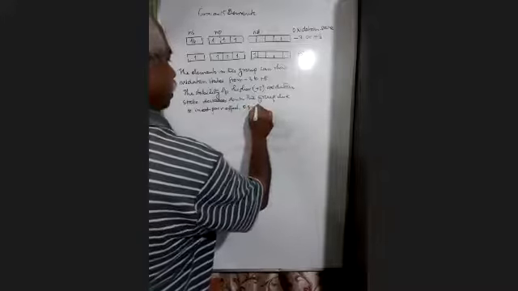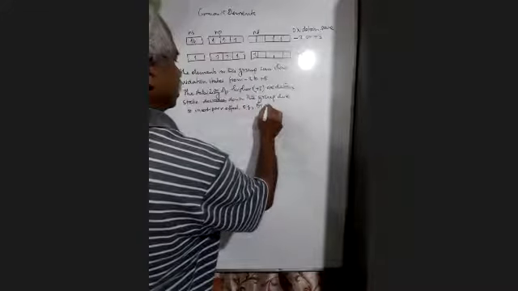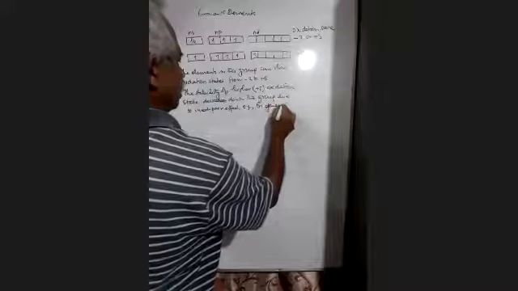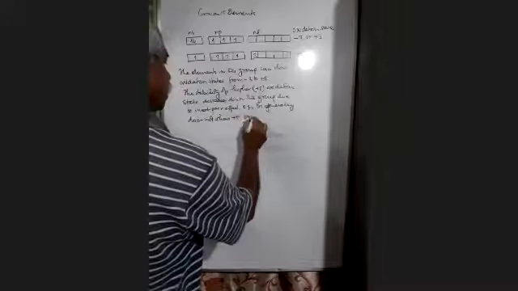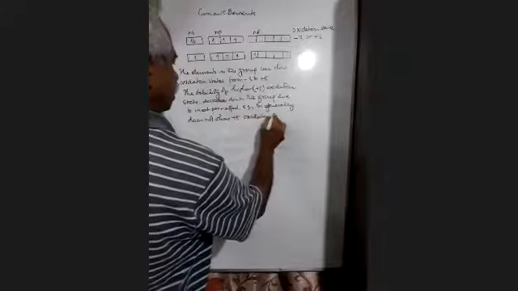Example, bismuth generally does not show +5 oxidation state except bismuth pentachloride. Why? Chlorine is such a strong electronegative element, it robs its electron, it forcefully takes the electron. Otherwise, bismuth does not show plus 5 oxidation state.